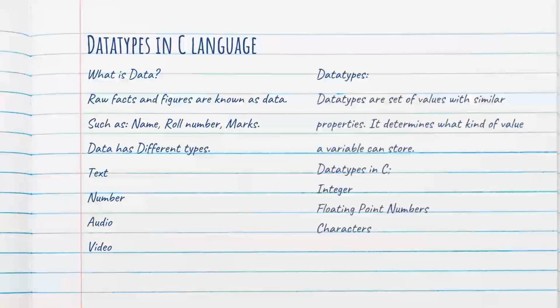Data types in C language are a set of values with similar properties. It determines what kind of value a variable can store. It also determines how much space a variable or a constant or a value will occupy in memory. There are three types of data types in C. The first one is integer, the second one is floating point numbers, and the third one is character.